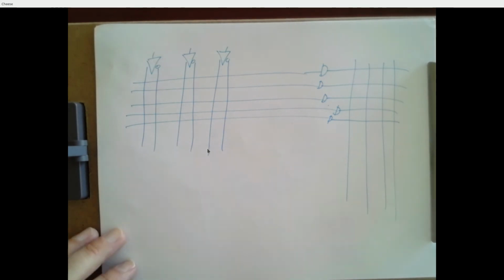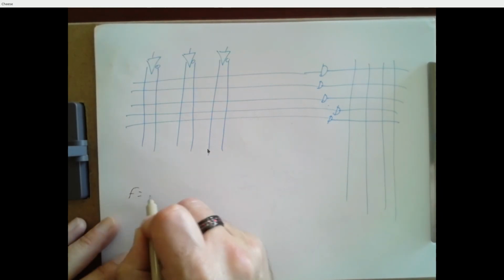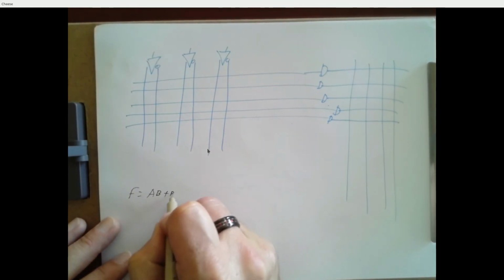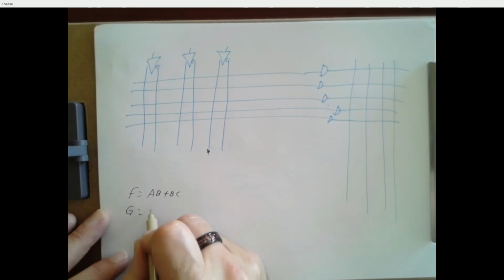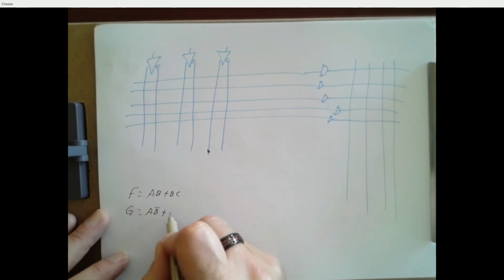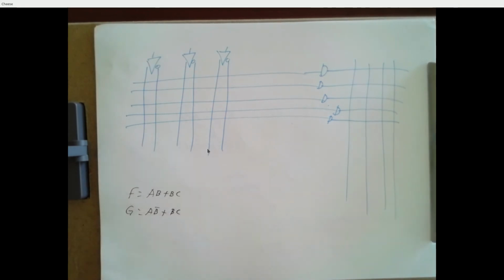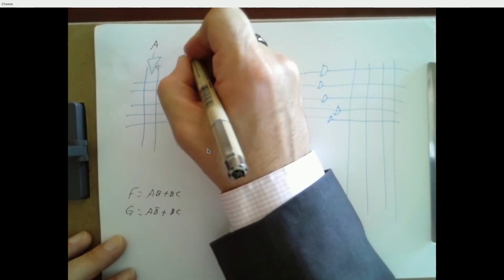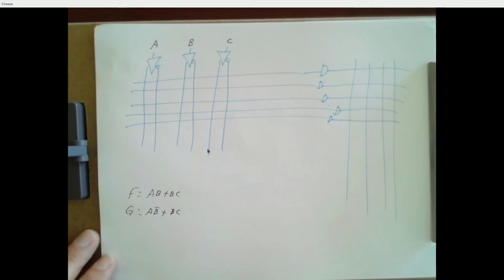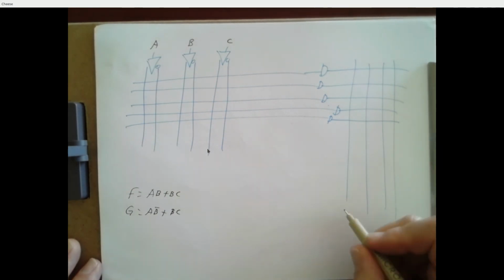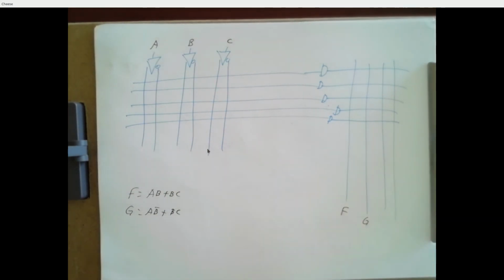So let's suppose we want to implement two functions. Let's say F equals AB or BC, and G equals AB bar or BC. All right, so we have a total of 3 inputs, A, B, and C, and a total of 2 outputs, F and G. So our inputs are up here, and you can order these however you like. And we've got a bunch of outputs available, so I'll just call this F and G.